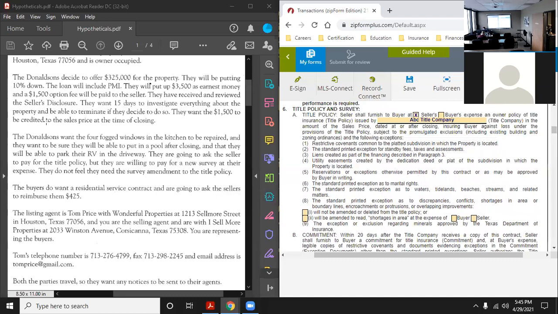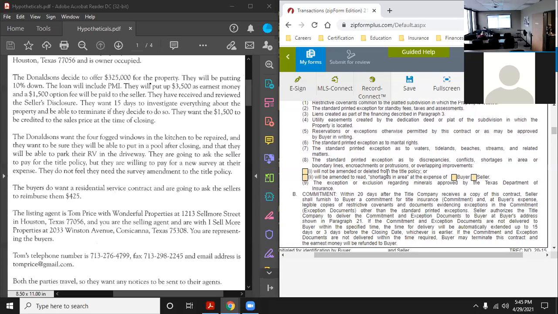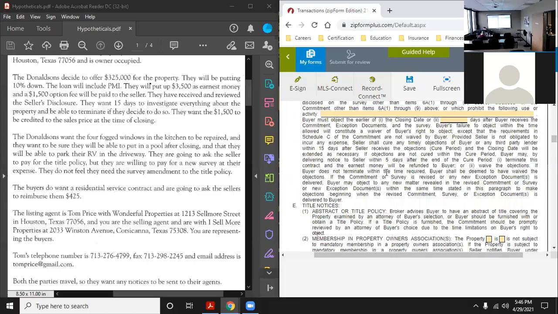All right, let's keep going through here. So they want the $1,500 to be credited to the sales price. That is going to happen anyway. The Donaldsons want the 4 fog windows in the kitchen to be repaired, and they want to be sure they will be able to put in a pool after closing, and that they will be able to park the RV in the driveway. So just to go off of that, they want the 4 fog windows to be repaired.